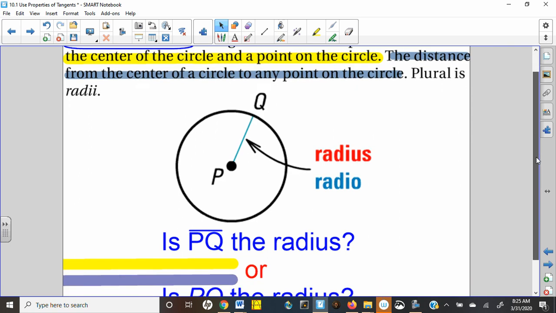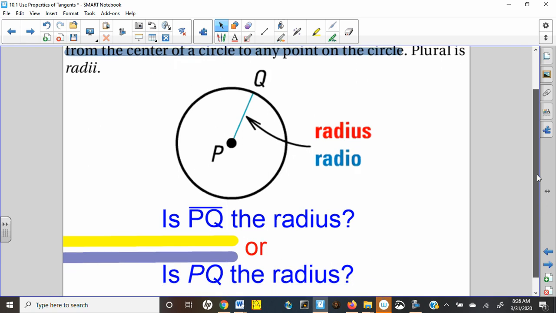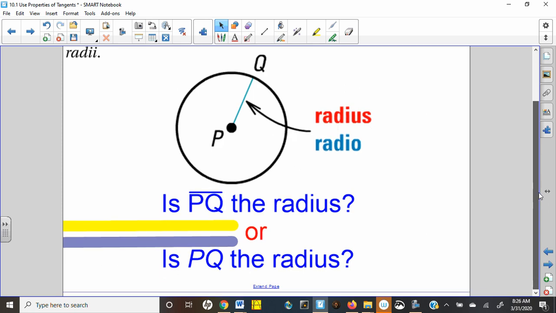The plural of radius is radii, and apparently in Spanish, radius is radio. So how about that? Here's a little question for you: is segment PQ the radius, or is distance PQ the radius? And of course, the answer is yes.